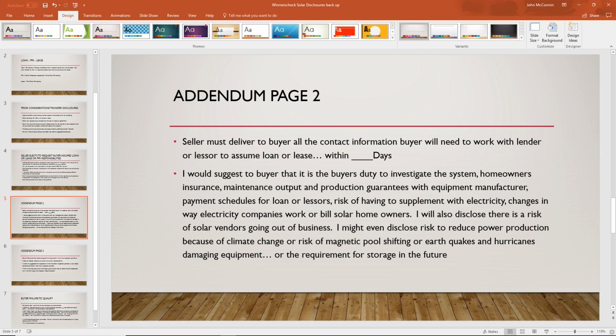I would definitely include provisions in my disclosures about the buyer's duty to investigate the system, and how homeowners insurance might affect them. They might want to understand how the maintenance, output, and production guarantees work. And again, the seller's not guaranteeing them; these vendors and the equipment manufacturers are who they're going to have to look to.